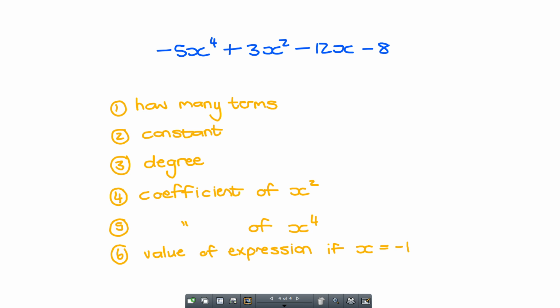Okay, then can I skip? Okay. Over here, I'm going to ask you to simplify.